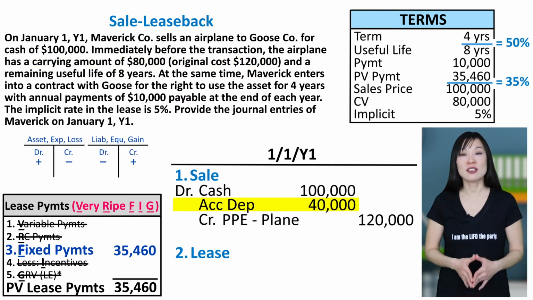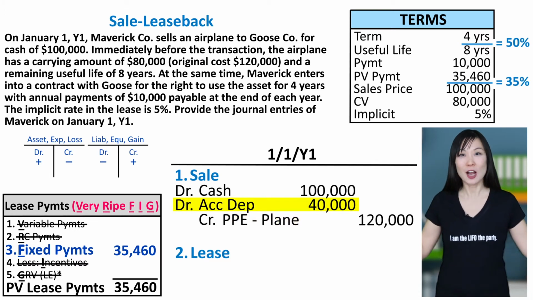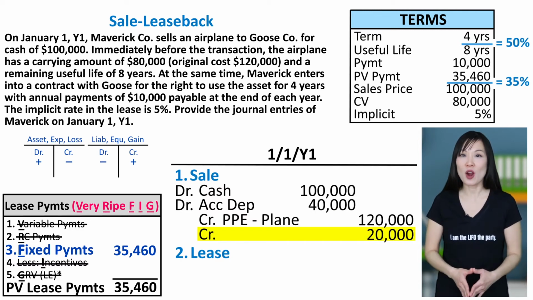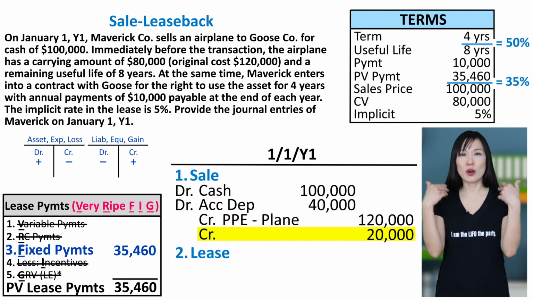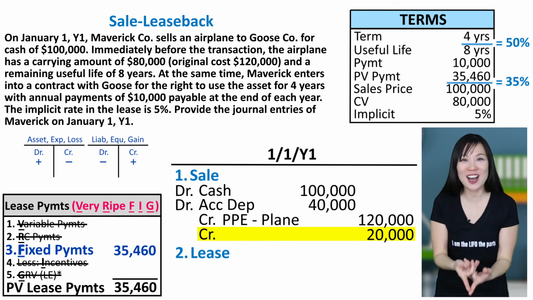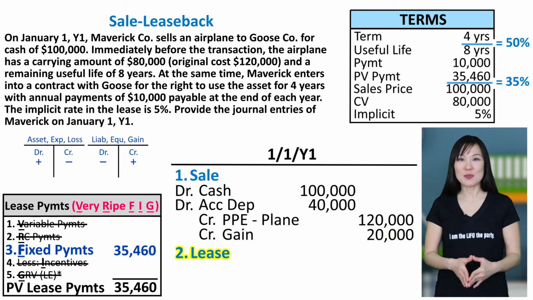Accumulated depreciation is a contra asset. It runs contra to the plane. Debit. Are we done? We have a difference, and it's on the credit side. And the difference is for $20,000. Where does this go? To gain or loss. Here it's on the credit side. That's a gain. Now for the leaseback.